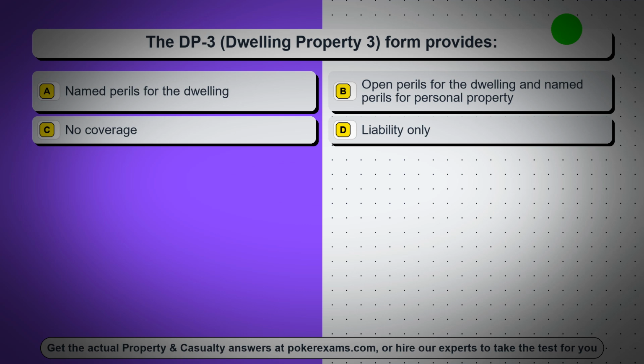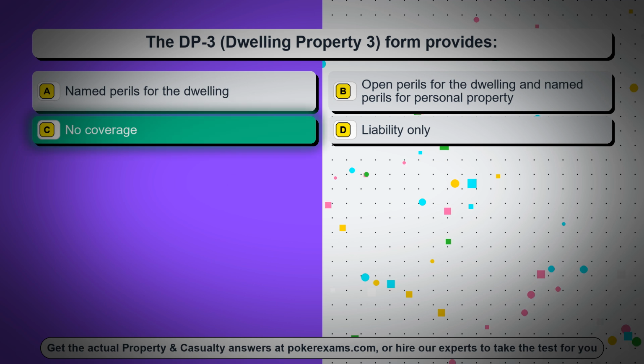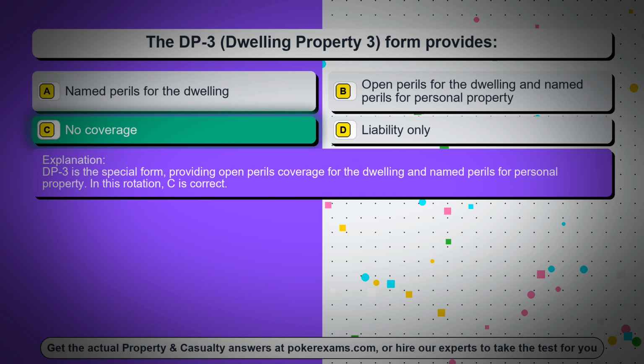Question 1. The DP3, Dwelling Property 3, form provides: Option A, named perils for the dwelling. Option B, open perils for the dwelling and named perils for personal property. Option C, no coverage. Option D, liability only. The correct answer is option C, no coverage. DP3 is the special form, providing open perils coverage for the dwelling and named perils for personal property. In this rotation, C is correct.